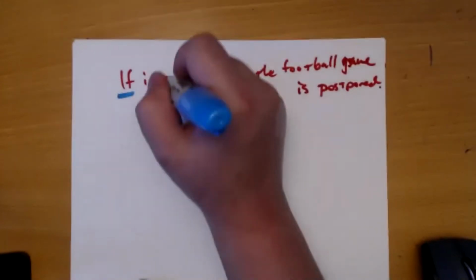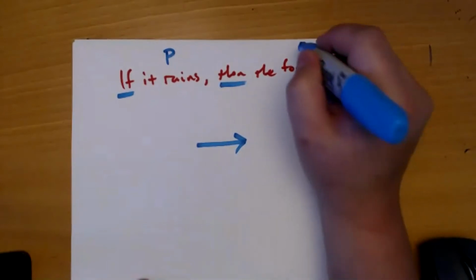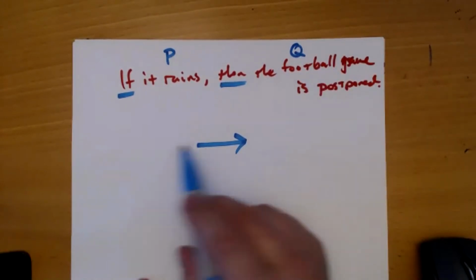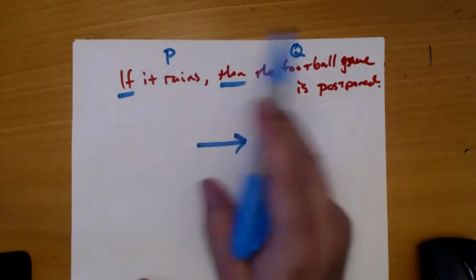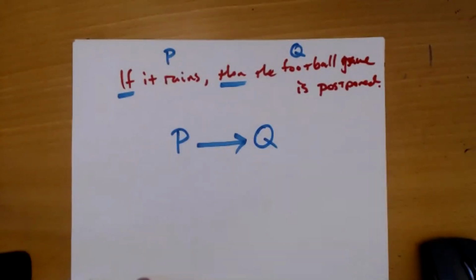So for example, this is a P, and the football game is postponed is a Q. So now that I know what my symbols are and I've decided what the pieces are, I can just put them in there and I'm done.